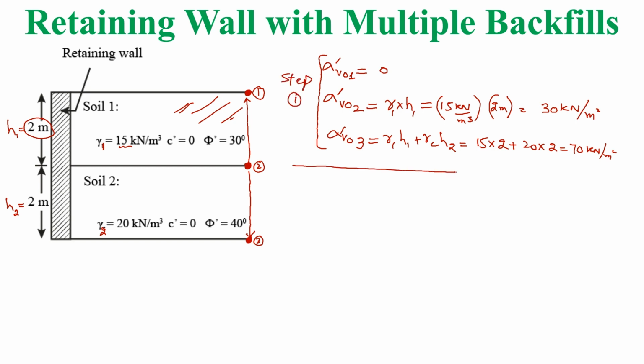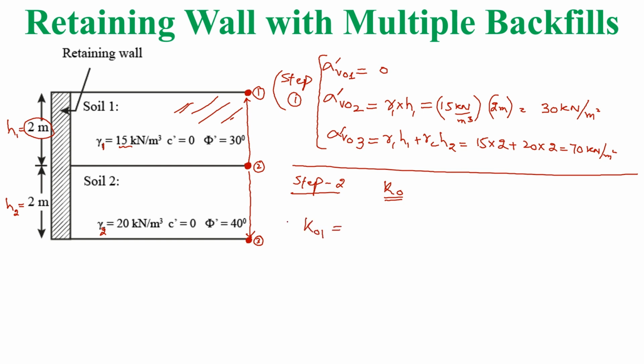If you adopt this problem as a procedure, as a stepwise problem, then you will be able to easily understand or easily perform any calculation about these problems. So what will be step two? Step two is basically finding the K naught. Because we have two soils, we will determine the two values of K naught. Simply we can say that K naught 1 and K naught 2.